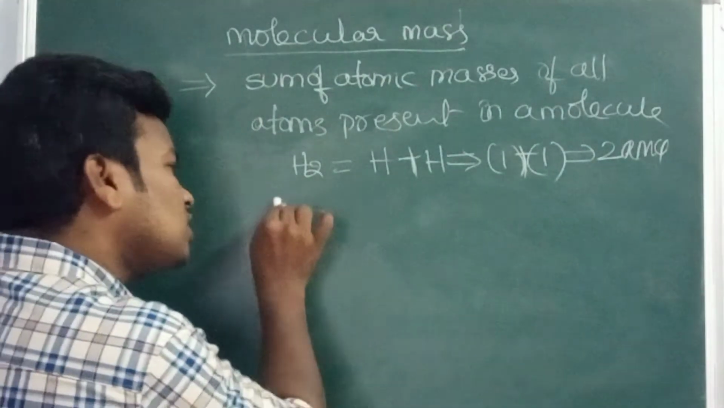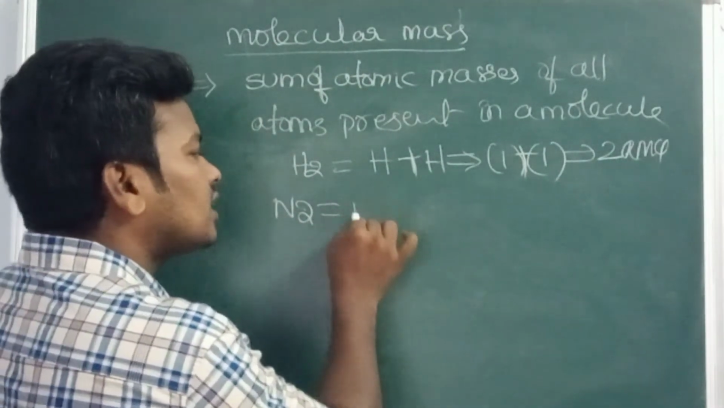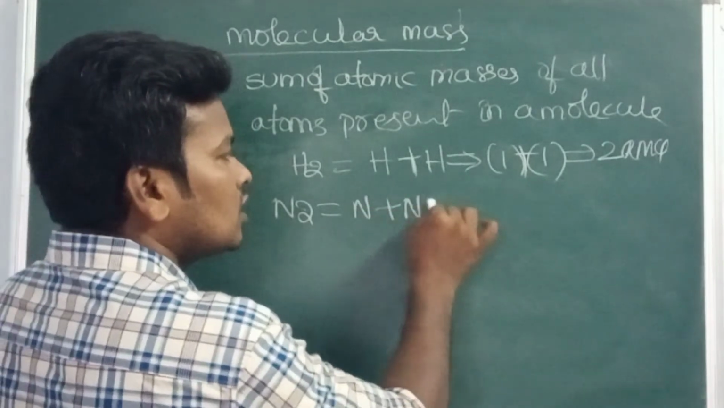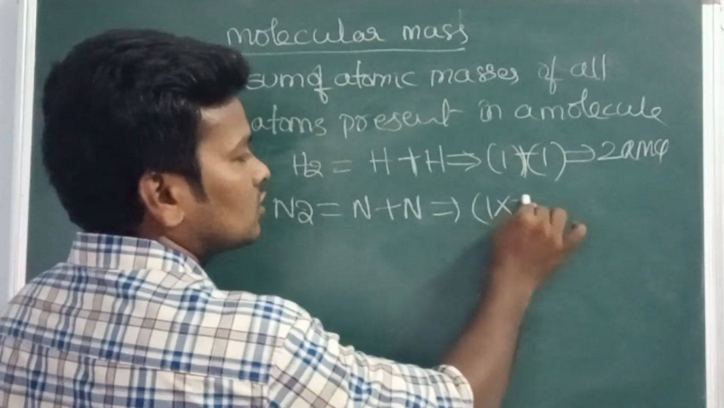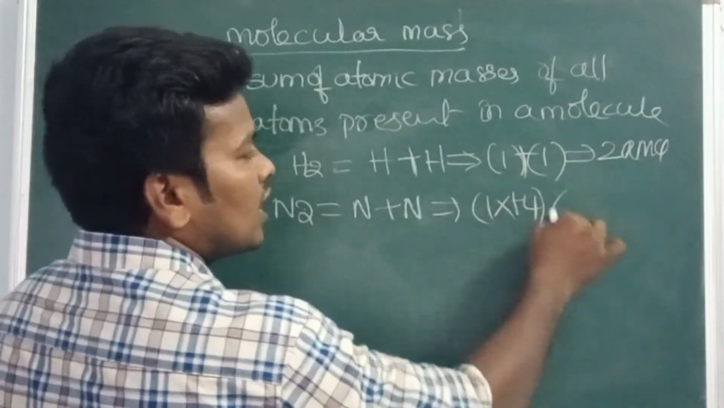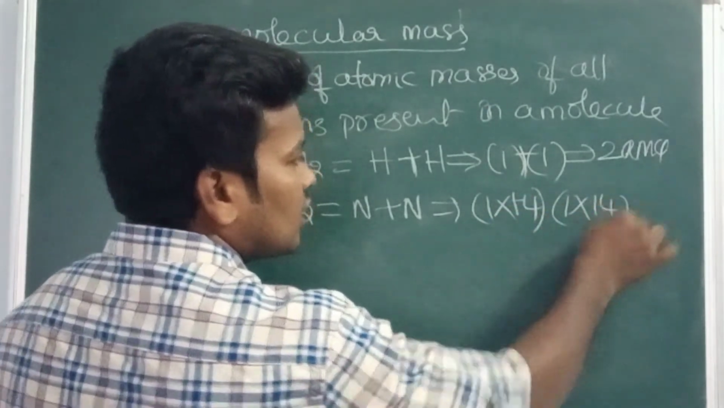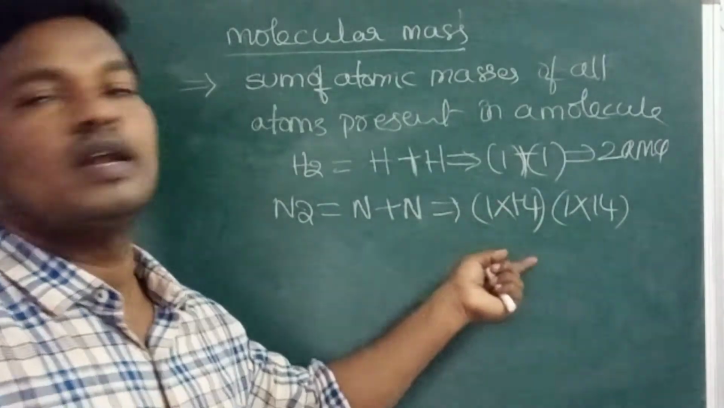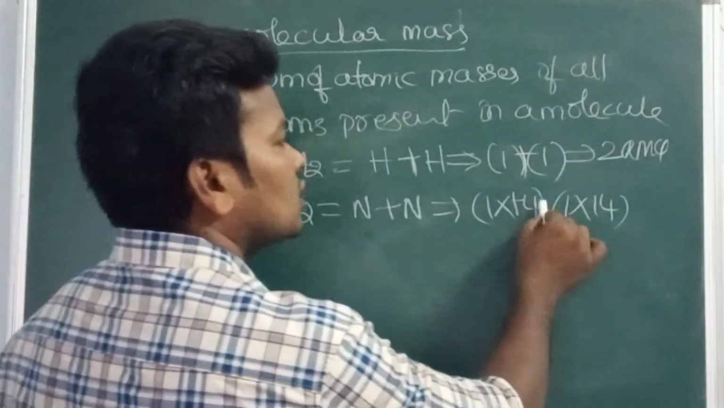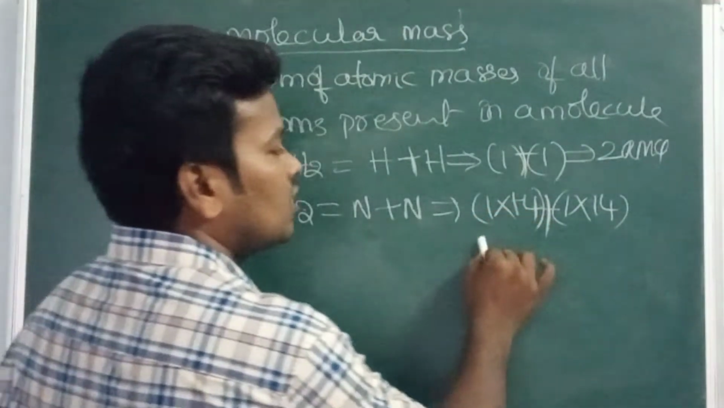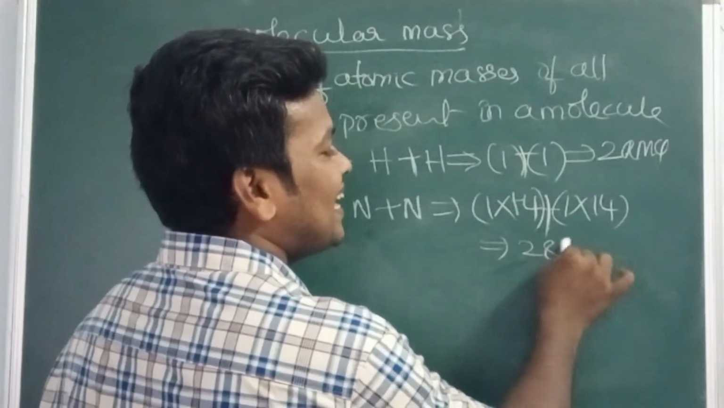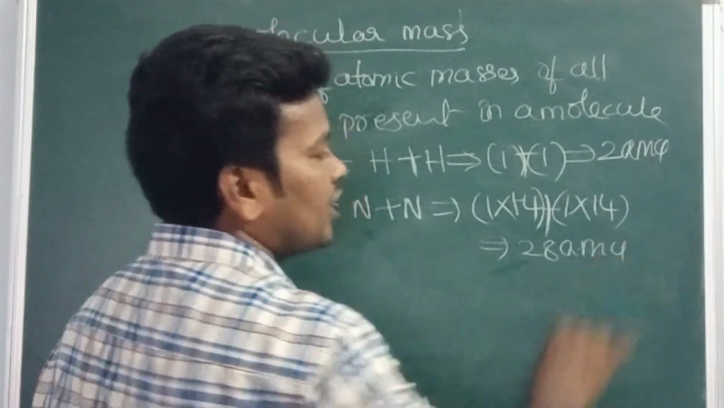Next, you can take the N2 molecule, the sum of the atoms. So nitrogen plus nitrogen. What is nitrogen mass? 14. Another nitrogen mass is 14. Here one nitrogen is there, that's why I multiply with the nitrogen. A plus will be there because we are using the sum. So it is 28 AMU, atomic mass unit.